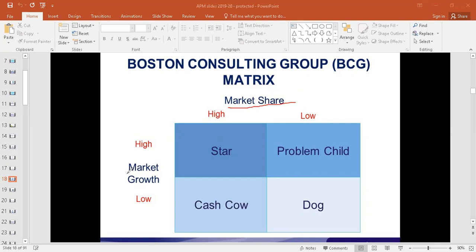The vertical variable is market growth, which is high or low. What does it indicate? It indicates that the market, the industry, has a scope to grow. When the market grows, it also projects a possibility of growth for the individual business.